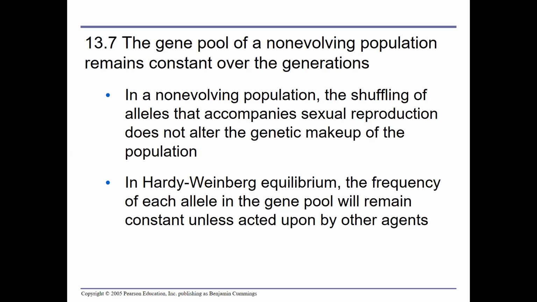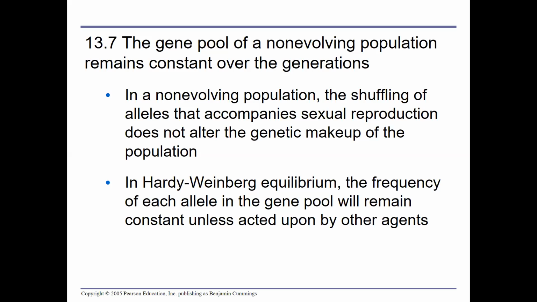So the idea is that if there's no selection pressure on a population other than the pressures it's already adapted to, once a population makes the change to a pressure and can exist under that pressure, then there's no need to change. So that's a non-evolving population at that point. It's reached an equilibrium with its environment. It's in balance with its environment.